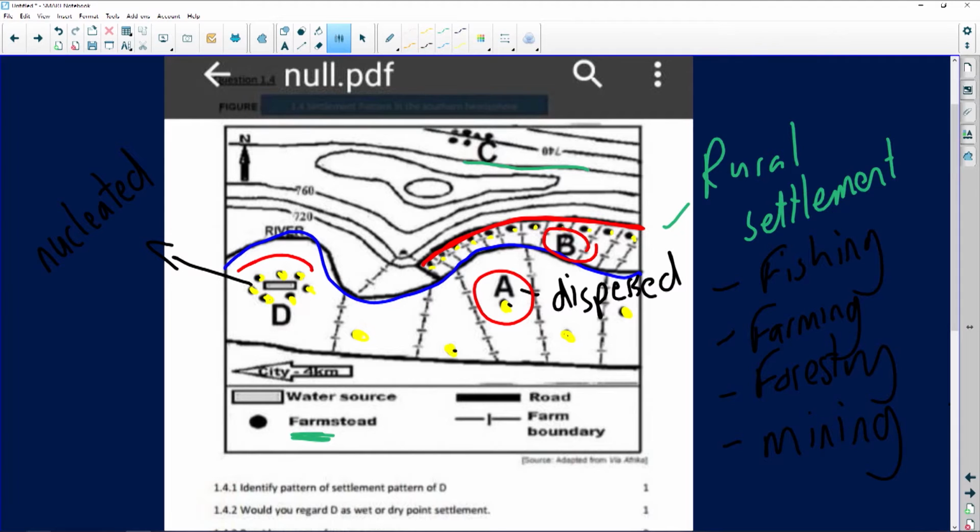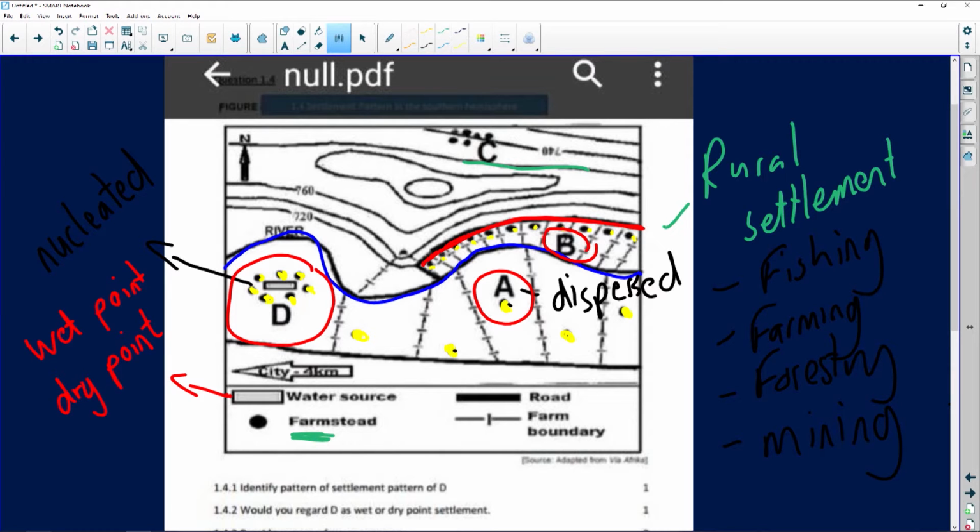Now, D is a very interesting scenario that we have over here. Once again, we need to go back and focus on our key that's been represented over here. As you can see, the key that's been represented over here is known as a water source. Now, as you can see, that this nucleated settlement are focused to stay around the water source. Now, what we've learned in settlements, we have wet point settlements and dry point settlements.